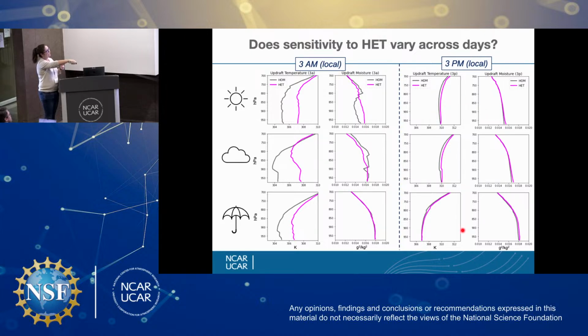No impact of heterogeneity here, right? So those lines are pretty similar. In terms of moisture, maybe a slight increase, but again, not much of a signal on rainy days. So we're really looking at the cloudy and the clear days for when interesting things are happening.